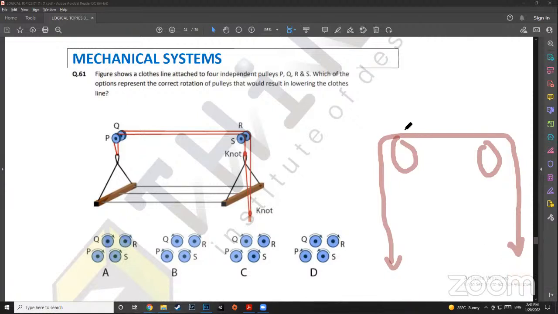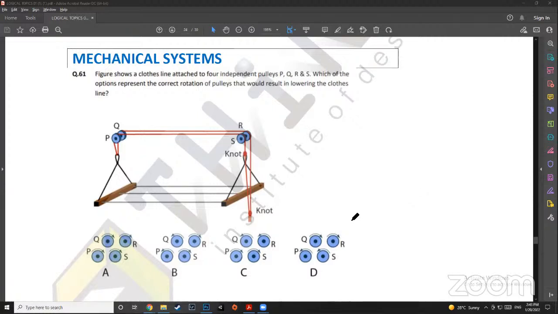Or better than that, can the pulleys rotate in opposite directions? I don't think so, right? If I pull the rope here, this will rotate clockwise, so this will rotate anti-clockwise. If I pull it in this direction, it will rotate clockwise, isn't it? So if they're connected, they can never rotate in opposite directions, right?